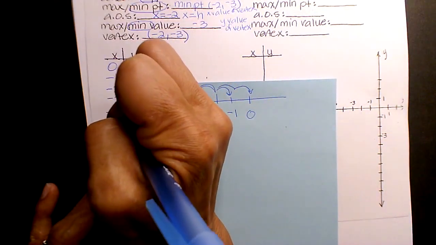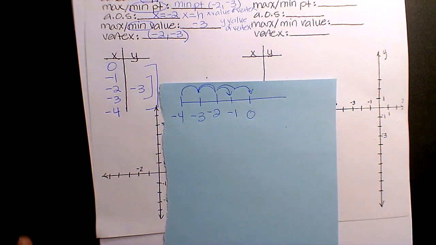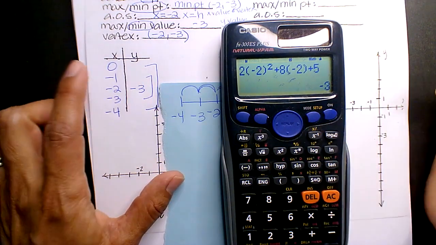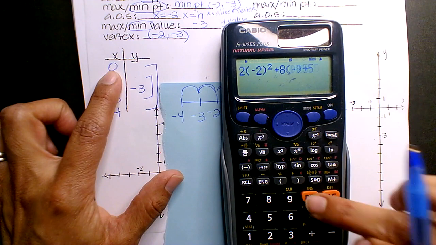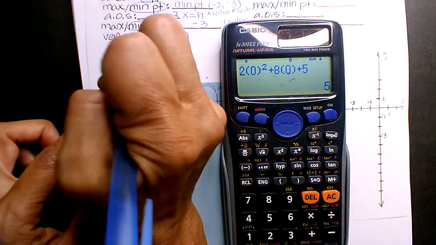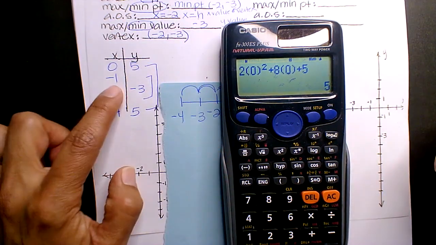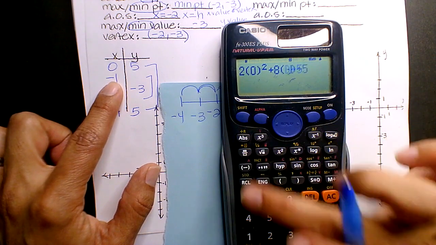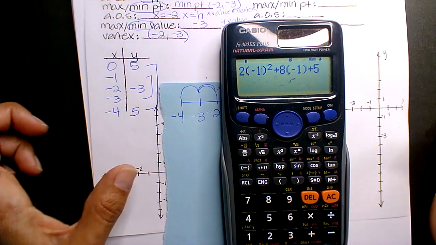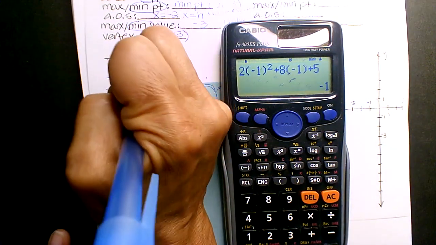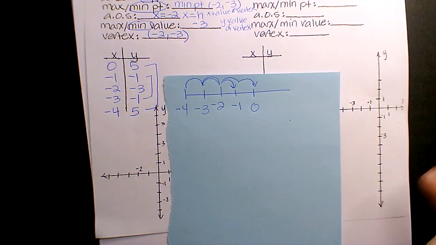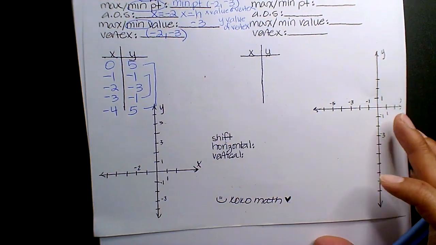So 0, negative 4. And so whichever one you want to put into the calculator, I didn't clear my calculator, so I can just go right in. I'm going to get 5 for 0, and I get negative 1. Right? Just calculator. And now you plot it.